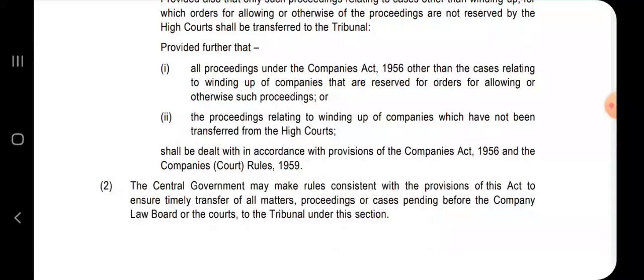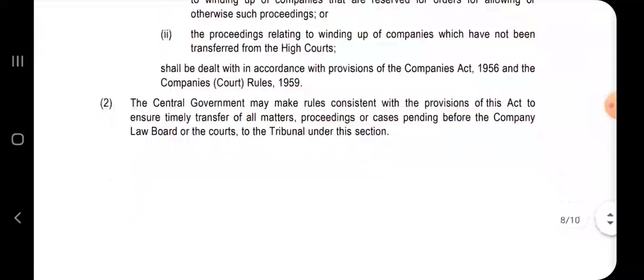This can be twisted in the examination. Please be careful. If any proceedings have not been transferred from the High Court or the District Court to NCLT, then such cases have to be dealt with under the previous act, that is Companies Act 1956 and the rules thereunder, but not under the new act Companies Act 2013. Hope you are clear with this. The central government may make rules consistent with the provisions of this act to ensure timely transfer of all the matters. Hope you are clear with this chapter.